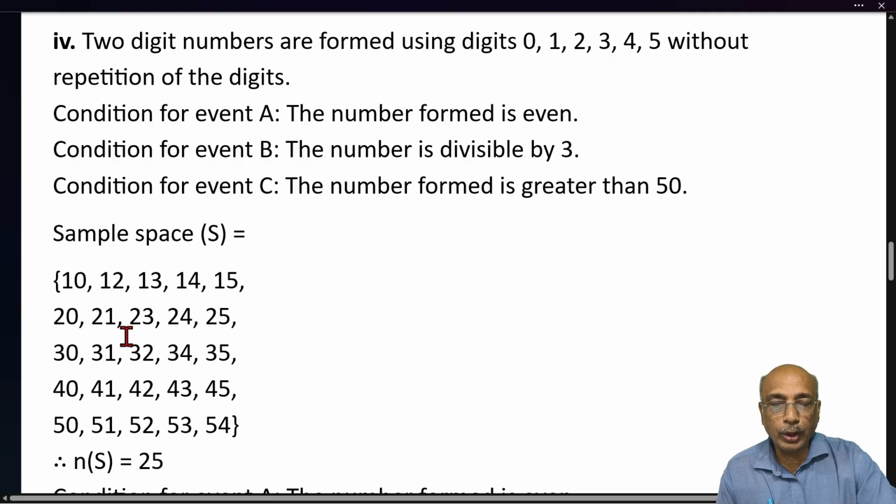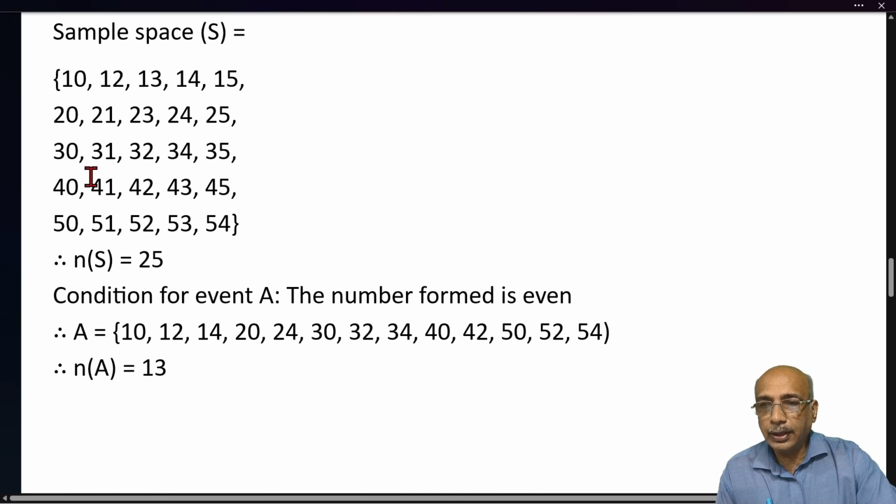Again 2, 2 will not come. Repetition, it will be 2, 3, 2, 4, 2, 5. Similarly 3, 0, 3, 1, 3, 2, 3, 4, 3, 5. 4, 0, 4, 1, 4, 2, 4, 3, 4, 5. 5, 0, 5, 1, 5, 2, 5, 3, 5, 4. Therefore, the number of sample space elements is 5 into 5, 25.